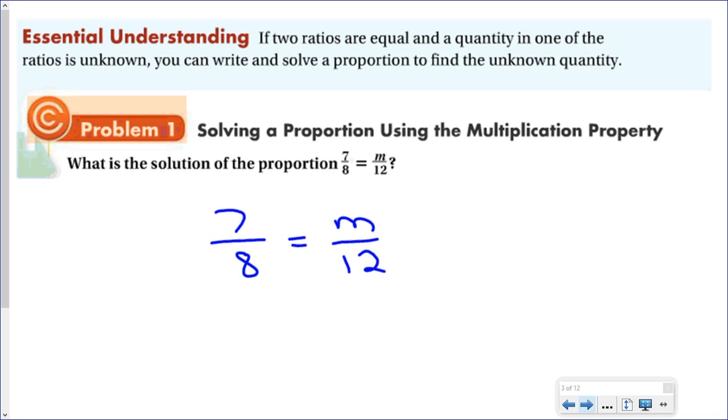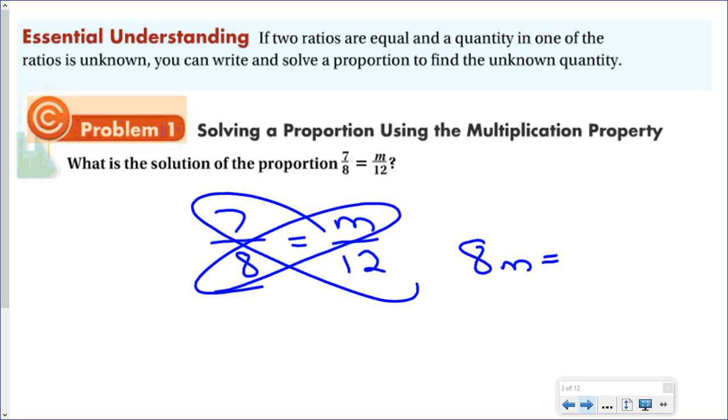There's two different ways of teaching this, and I'm going to stay consistent with one way, and that's going to get you through the whole lesson here. What you do is you cross them up diagonally. So you take 8 times m, and that's going to give you 8m. Cross them up the other way, you would take 7 times 12.